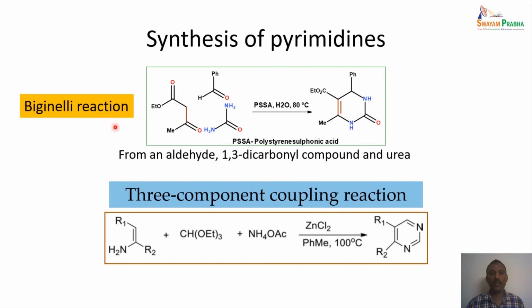The next one is the Biginelli reaction. In this case, an aldehyde, a 1,3-dicarbonyl compound and urea react together in the presence of polystyrene sulfonic acid at 80 degrees, and produce this particular derivative. When we talk about 3-component coupling reactions, we have 3 different units which are combined together in the presence of zinc chloride. This is the acetal, this is ammonium acetate, and this is the enamine. These 3 react together, with zinc chloride as the reagent, to lead to the pyrimidine derivative as shown here.